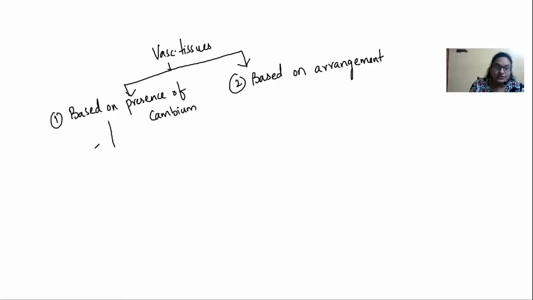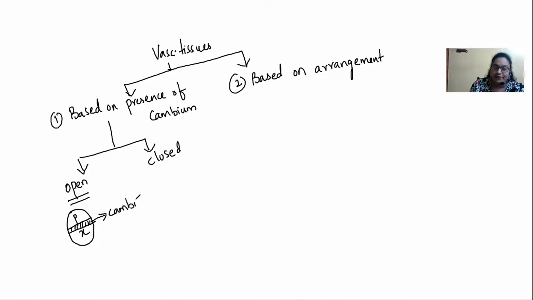So based on the presence of the cambium, children, we are classifying it as open and closed types. What is open is nothing but they are open for the secondary growth. Why? For instance, if I take up the vascular bundle, the xylem as well as the phloem, in between the xylem and the phloem, if there is the presence of a cambium layer, we call this as open. Why?